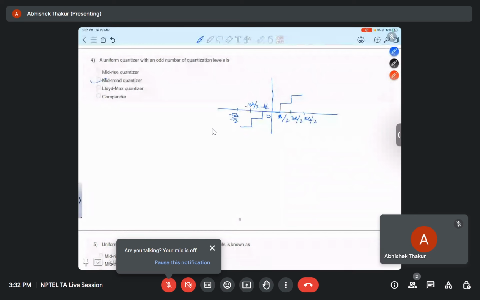So here you can see there are 5 intervals, so it is a mid-tread.